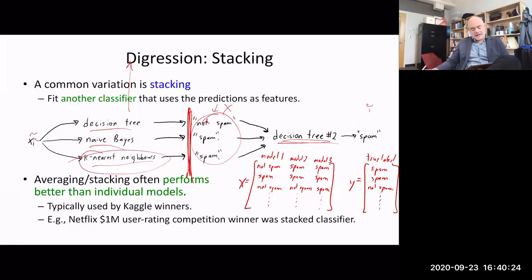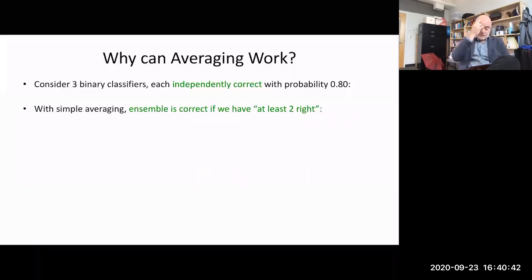So averaging or stacking often performs better than individual models, basically almost always, and it's used by Kaggle winners. So if you're going to do Kaggle competitions, you should definitely know about ensembling. And the original Netflix classification challenge, the user rating competition, was won by a stacked classifier.